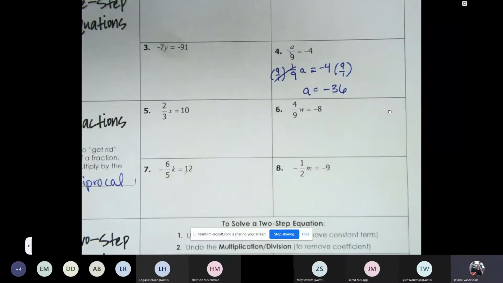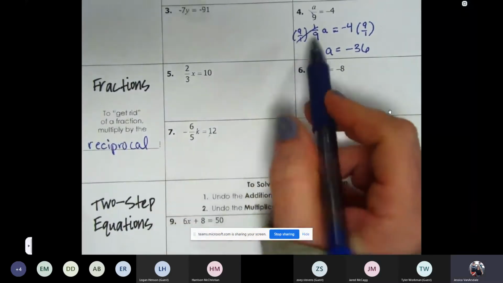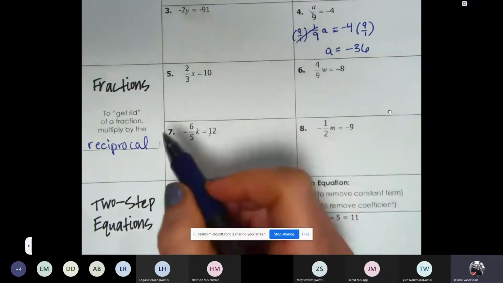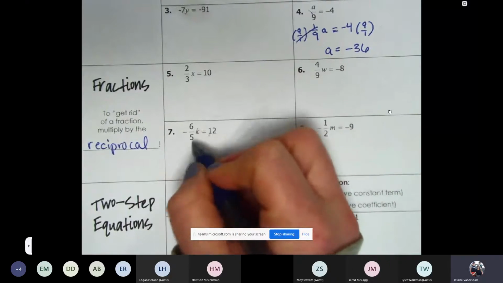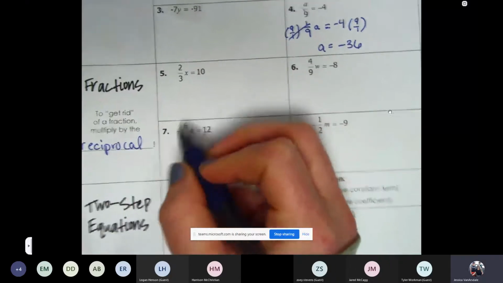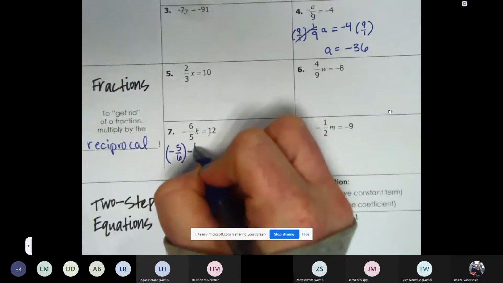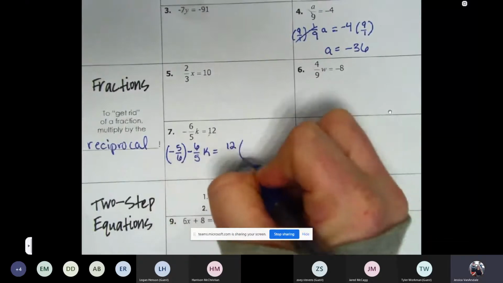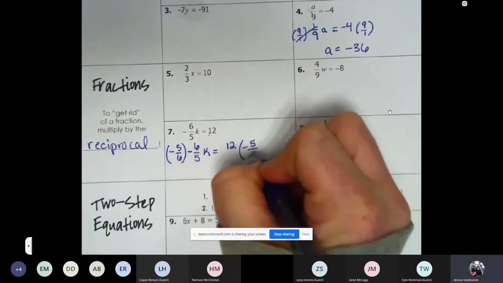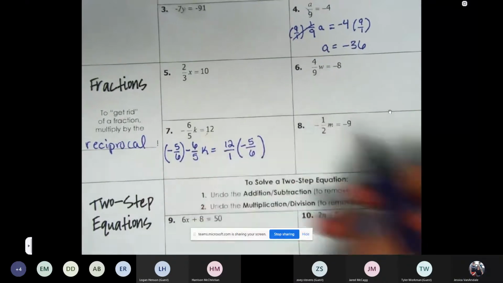It's the same thing as like here on number 7. This one, the variable is outside of the fraction, whereas like I rewrote it here. So you're going to do the same steps with this. You're going to multiply both sides by the reciprocal. So the reciprocal of -6 over 5 is just -5 over 6. Like this. So you multiply 12 by -5 over 6. And basically 12 is the same as 12 over 1, right? This is going to cancel.